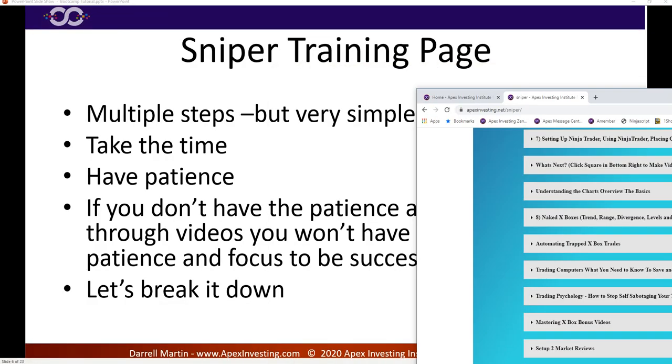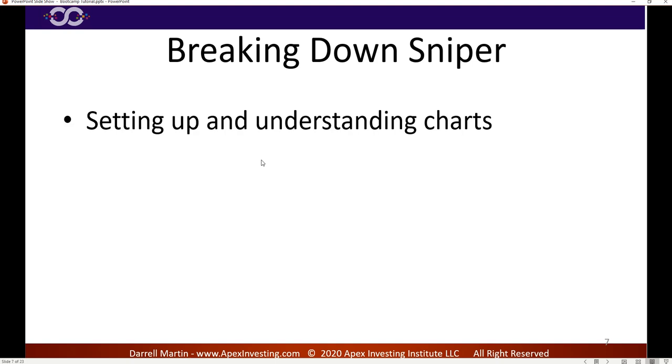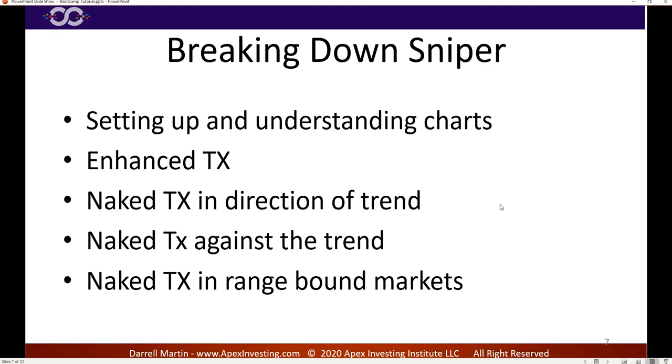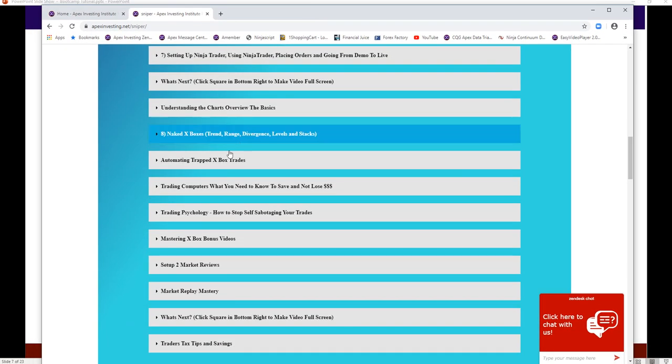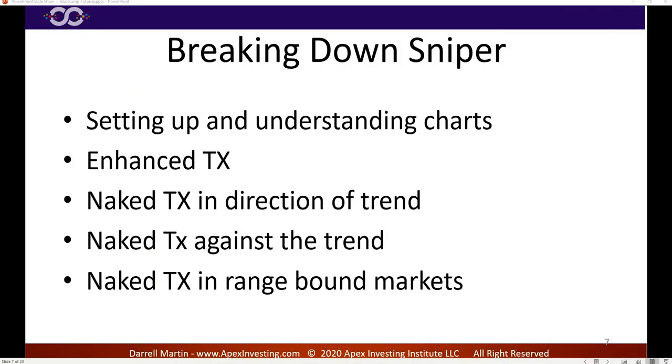All right, so let's take a peek here. So you want to focus on setting up and understanding your charts, the enhanced TX trade. Well, actually, hold on. Let's break down everything I just went through, everything that's on this sniper page here. Let's make it simpler, okay? All of this stuff that's on here, all it is a handful of things if we really look at it.